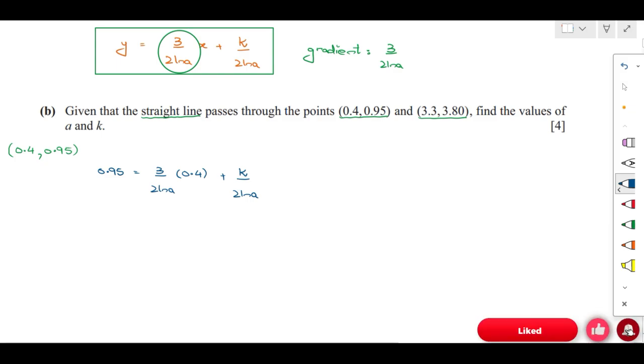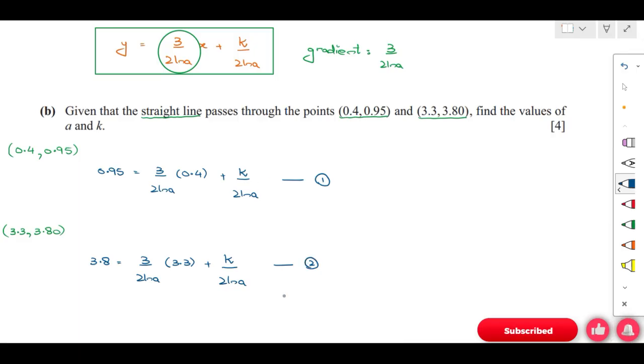Before substituting the second point, it is better to take something common, or just let me substitute it. The second point: x is 3.3 and y is 3.80. So y is 3.8 equals 3 over 2 natural log of a times 3.3, plus k over 2 natural log of a. So this is my first equation and this is my second equation.